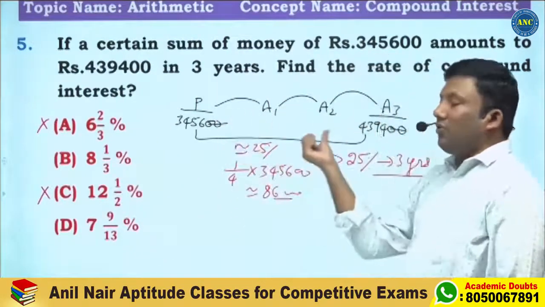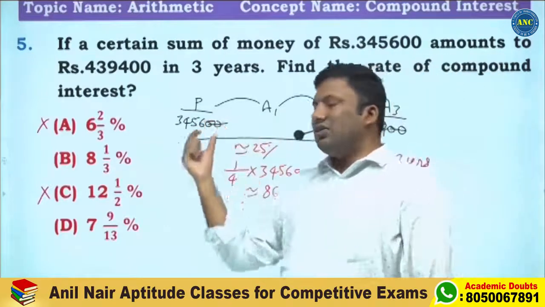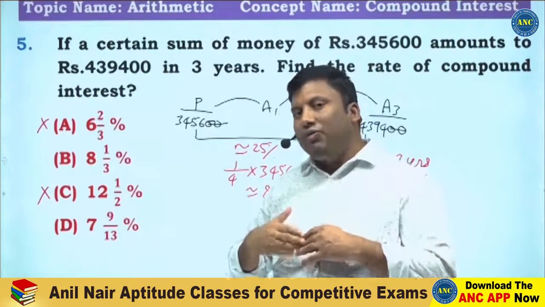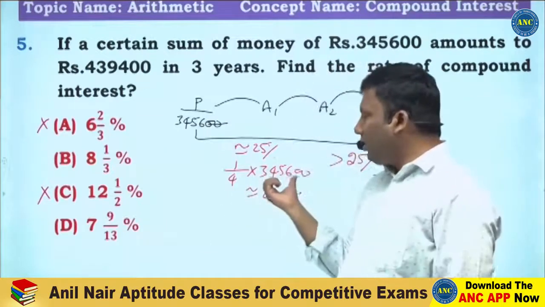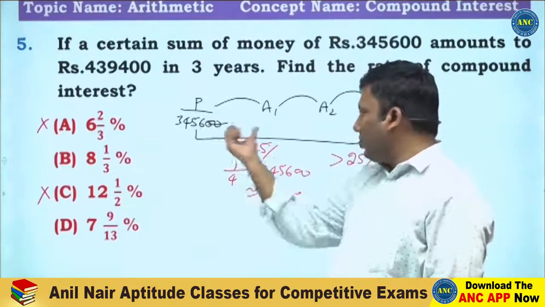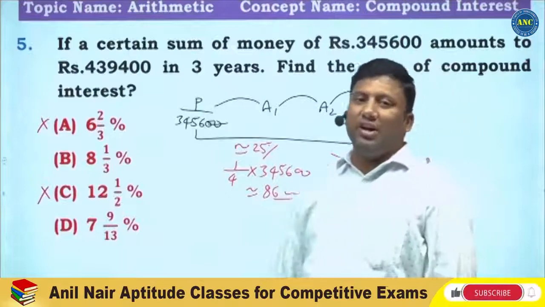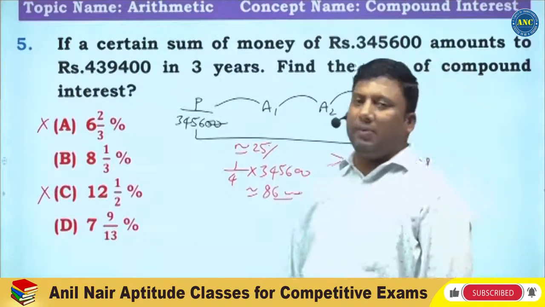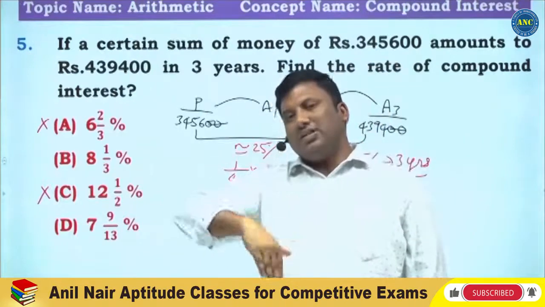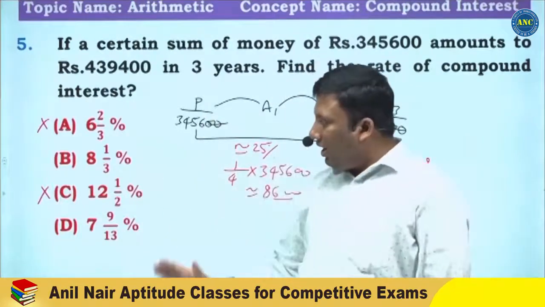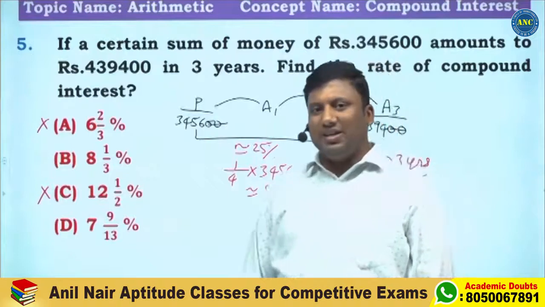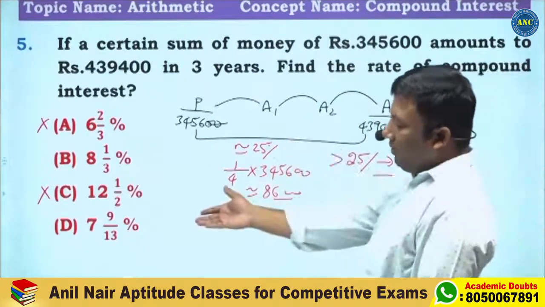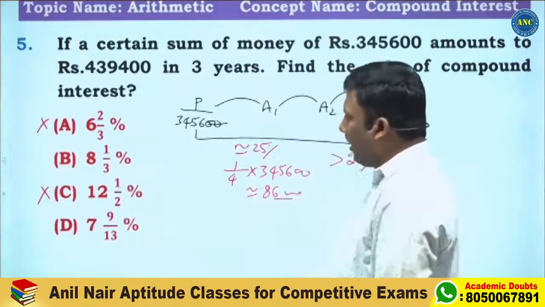Why? Because 25 percentage increase on 3,45,600 is 1 by 4 of 3,45,000, some 86,000 something I will get. So this is just greater than 4,2,000 something. So the answer is just greater than 25 percentage, 25 percentage for 3 years. For 1 year it should be around 8 percentage. Let us solve it. We eliminated, because options B and D are there.